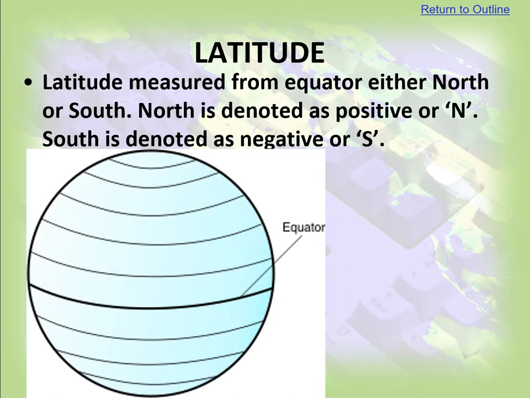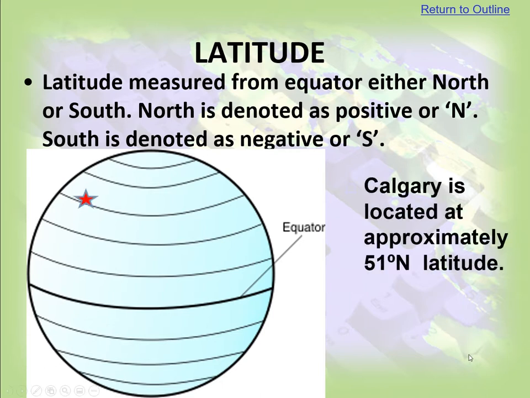So latitude itself is measured from the equator, and you have to say whether it's north or south, because otherwise nobody knows. So north is positive, south is negative, or you can call it N or S. N for north, S for south. So Calgary is located at approximately 51 degrees north latitude, and so you can find it located there.